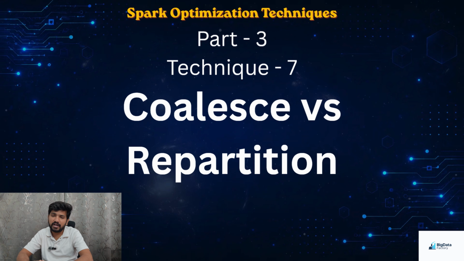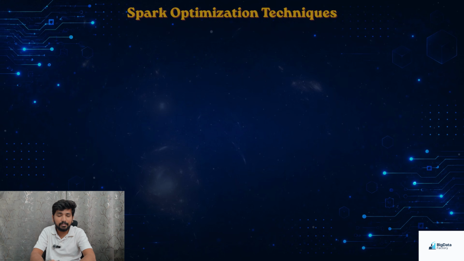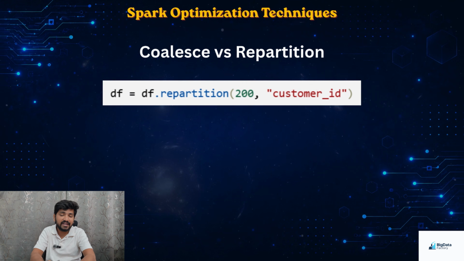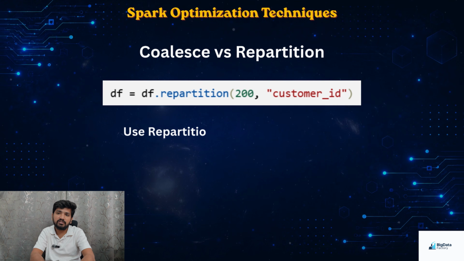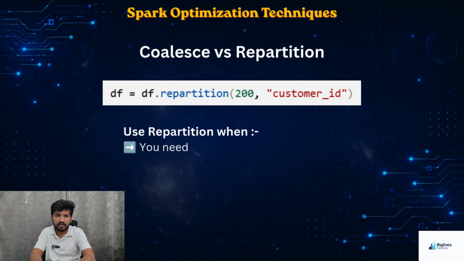Now, part 3: manage partitions and output files. First, understand coalesce versus repartition. Coalesce and repartition both change the number of partitions, but they are not interchangeable. Repartition performs a shuffle. It can increase or decrease the number of partitions or redistribute the data more evenly.